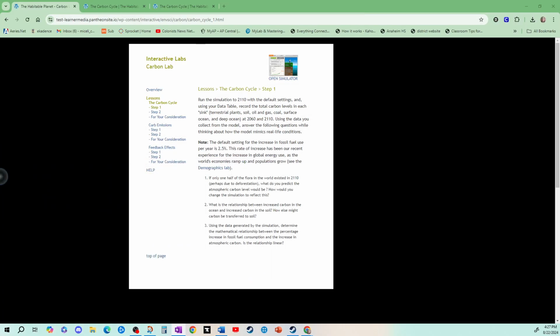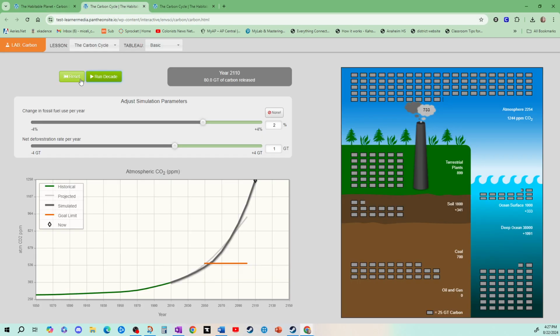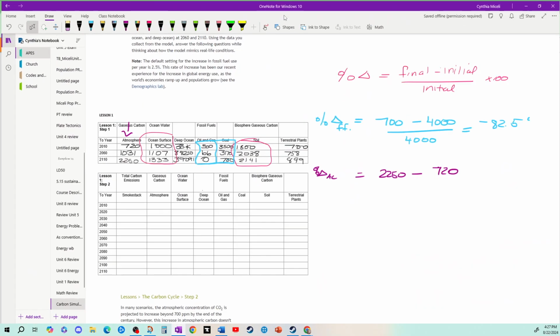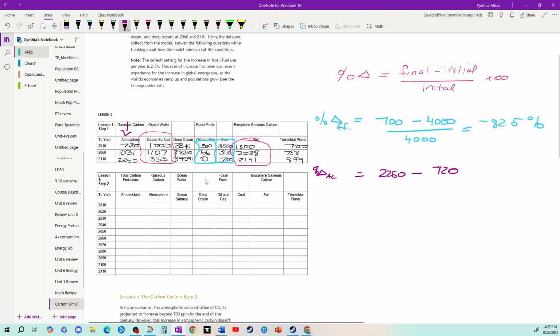If I reset this, I can make sure that's what it was. Reset. Run it a decade. Oh wait, reset. Yeah, 720. Okay. Okay, so 2250 minus 720 divided by 720, because that's the initial value. Put that in your handy dandy calculator.